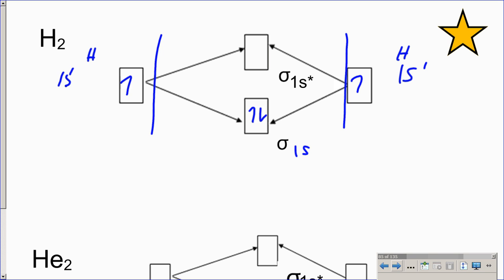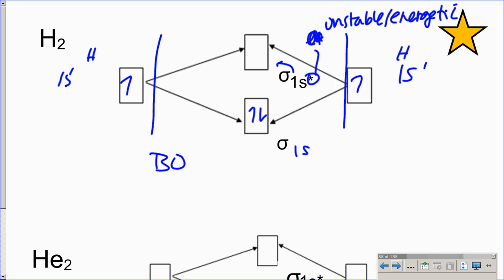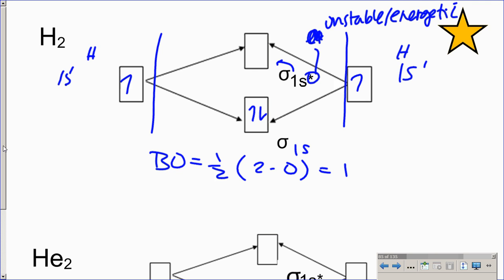You can see this one up here is called the sigma 1s star. Star is not good. You don't want to be a star. Stars are anti-bonding, so the sigma star represents unstable and energetic. Star means you're unstable, you're anti-bonding. So the bond order we just said was 1/2 of 2 minus 0, which is 1. There's the bond order for that one. Let's do the next one.